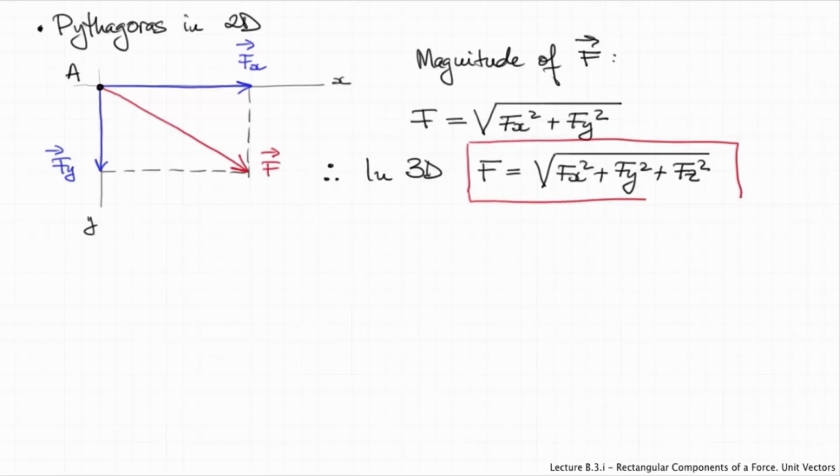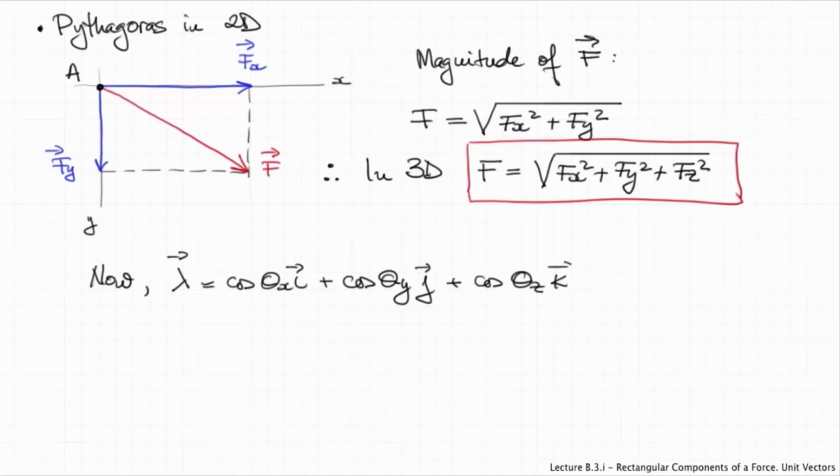So another important relationship to remember: the magnitude of a force in 3 dimensions by knowing the magnitude of its components. If we now go back to lambda, the unit vector along F, and express it as cos theta x i plus cos theta y j plus cos theta z times k, and we also know that the magnitude of lambda is 1 because lambda is the unit vector along F, we can square up this expression.